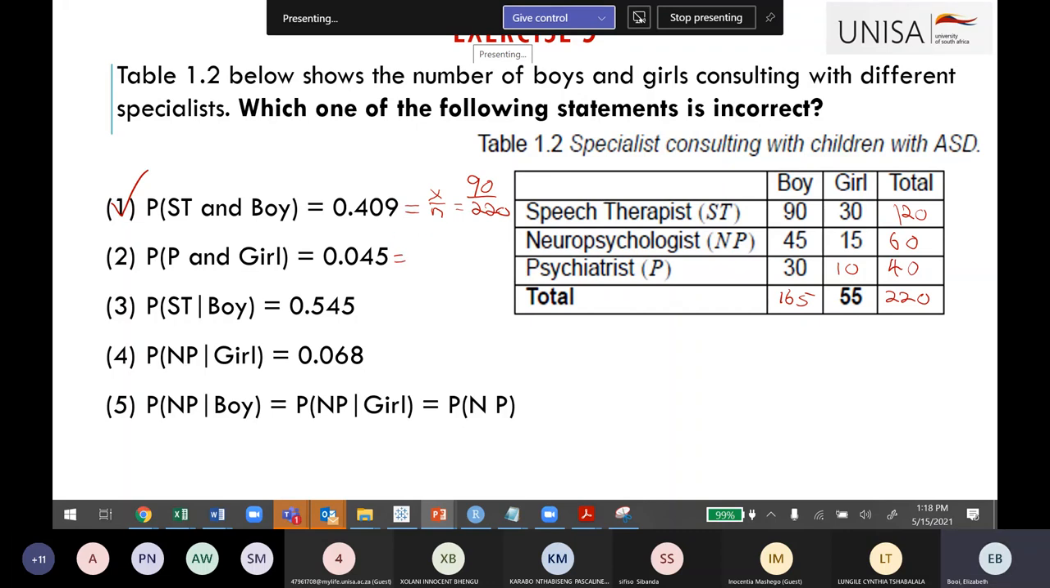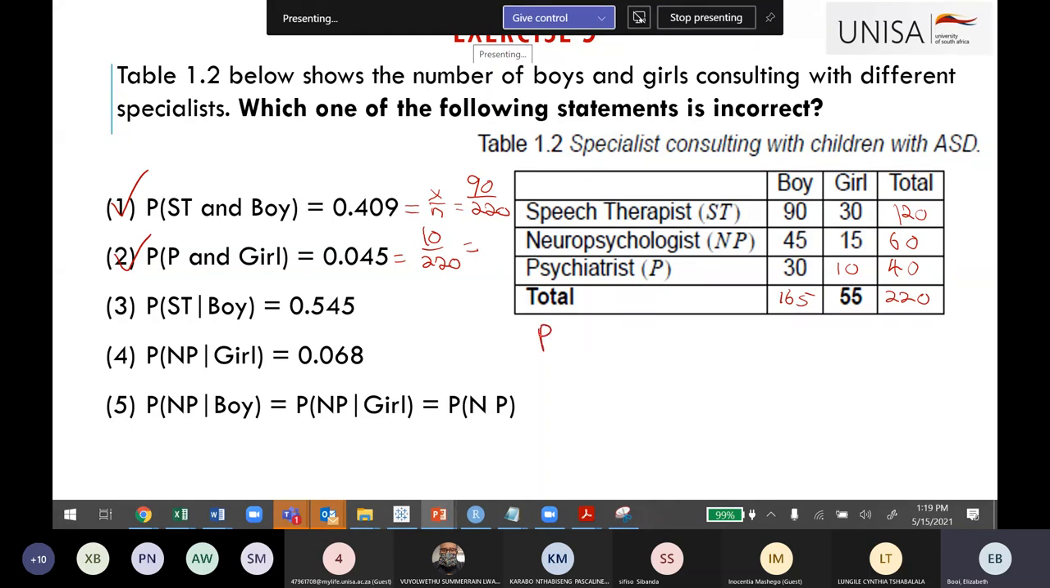10 divided by 220. Yes. Do we get the same? Yes. Now we go into the probability of ST given boy.